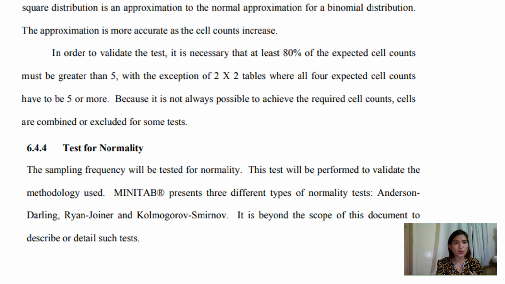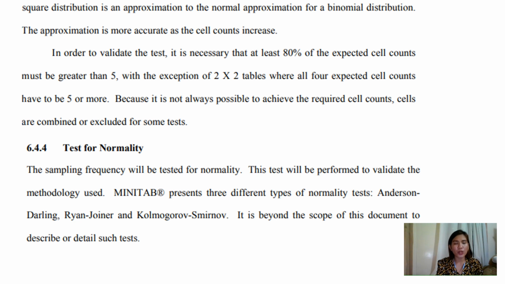The chi-square distribution is an approximation to the normal approximation for a binomial distribution. The approximation is more accurate as the cell counts increase. In order to validate the test, it is necessary that at least 80% of the expected cell counts be greater than 5, with the exception of 2 by 2 tables, where all 4 expected cell counts have to be 5 or more. Because it isn't always possible to achieve the required cell counts, cells are combined or excluded for some tests.